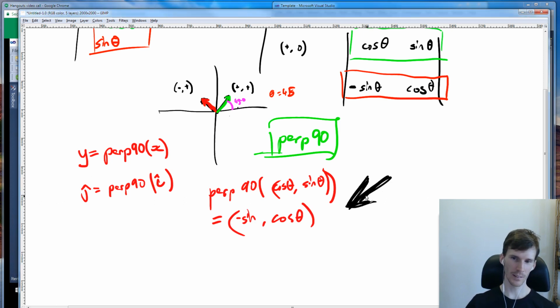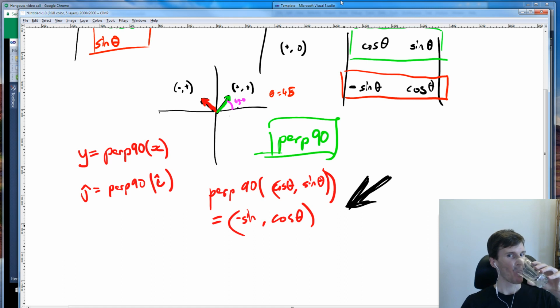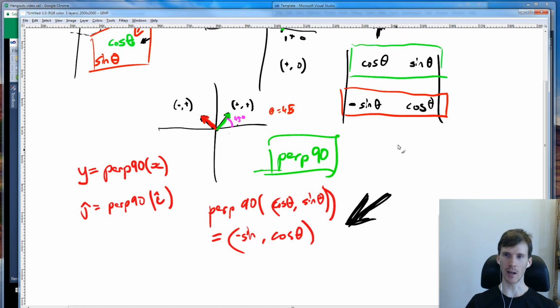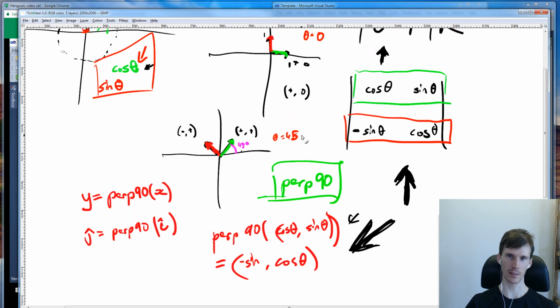I like sometimes when the math clicks together, even though it might not make sense to me intuitively. It's right there. But it all kind of lines up. So there's three different ways to derive the rotation matrix, like geometrically and using perp 90, and they all sort of work together, and you get this matrix here.